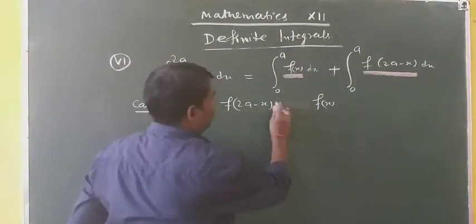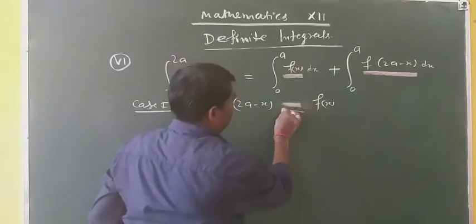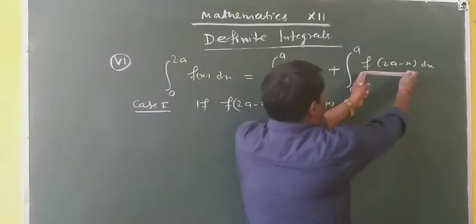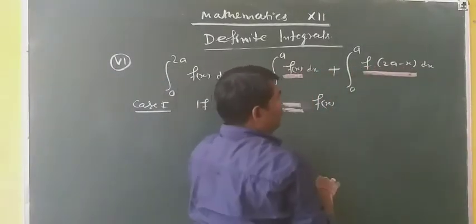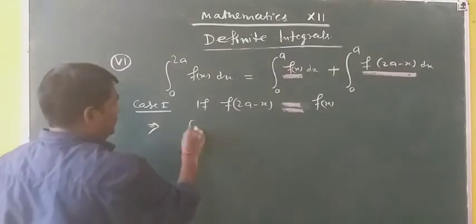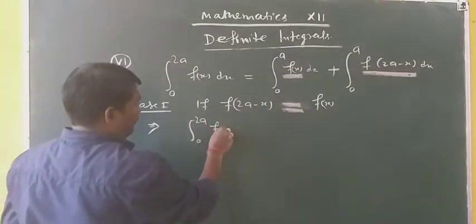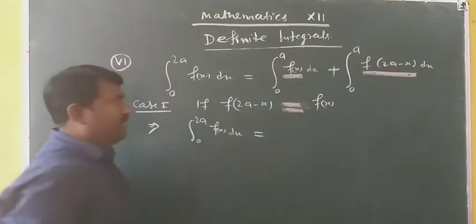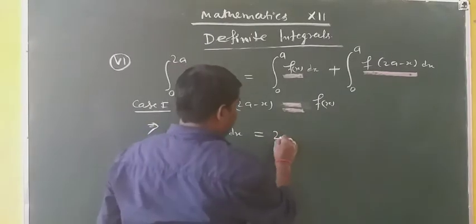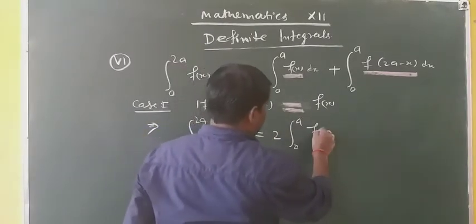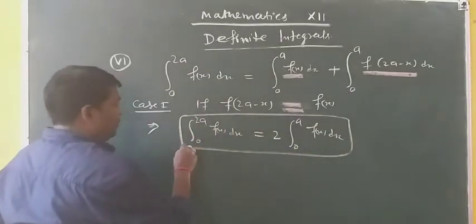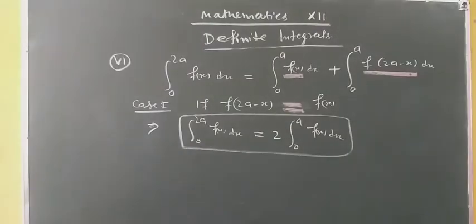Just see from here. If f(2a minus x) is equal to f(x), then can you not put f(x) in the place of f(2a minus x)? So it implies that integral from 0 to 2a of f(x) dx can be written as integral from 0 to a of f(x) plus integral from 0 to a of f(x) again. So you can write 2 times integral from 0 to a of f(x) dx. This is also a very important property.